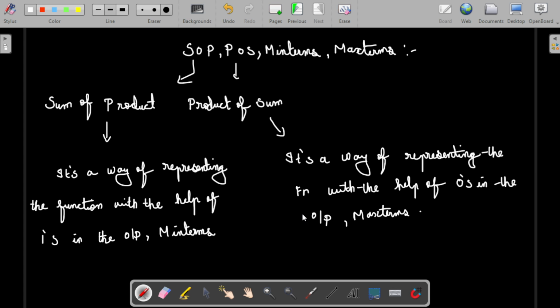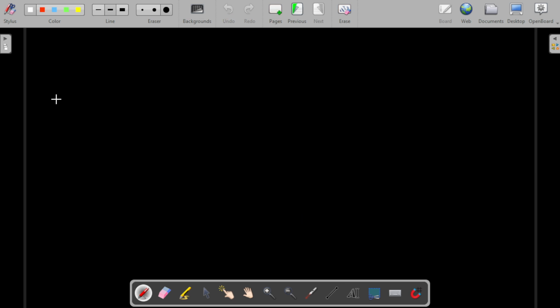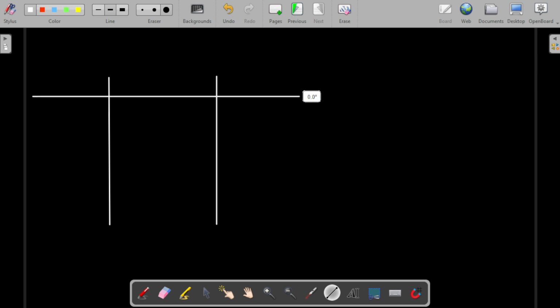For now, just understand this definition. Once we see more problems related to this, we will be able to understand it. Let me draw a truth table so that you can understand. The same function can be written in two different ways: one with minterms, another with maxterms. Let's take the case of A and B. This is minterms, and this is maxterms.